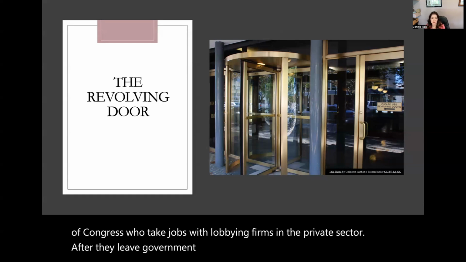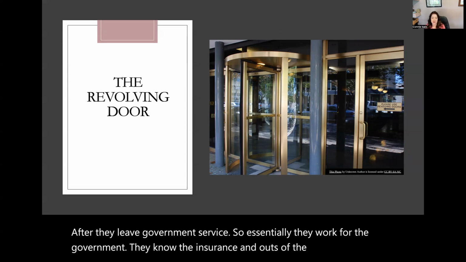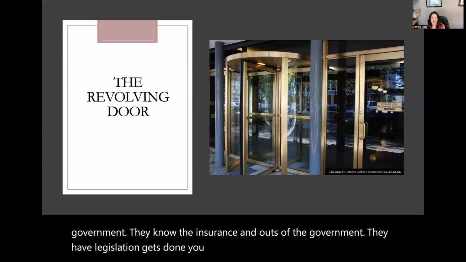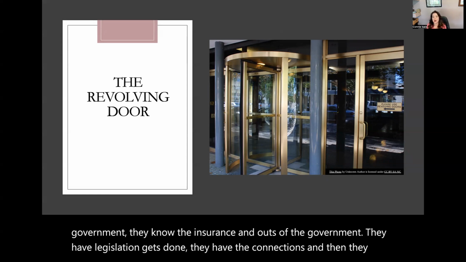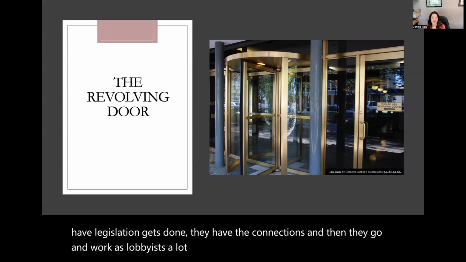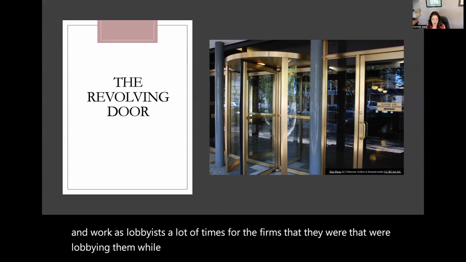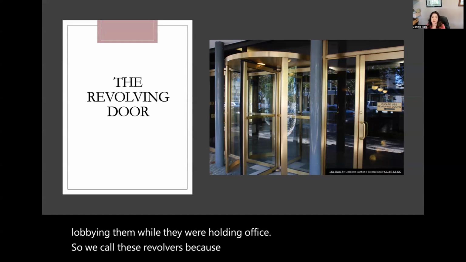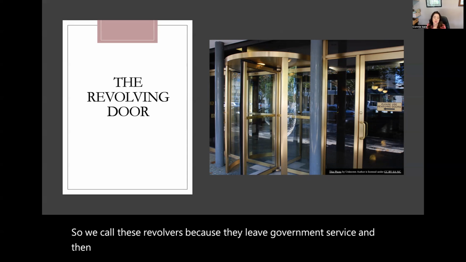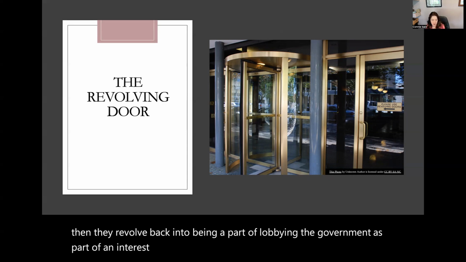So essentially they work for the government, they know the ins and outs of the government, how legislation gets done, they have the connections, and then they go and work as lobbyists, a lot of times for the firms that were lobbying them while they were holding office. So we call these revolvers because they leave government service and then they revolve back into being a part of lobbying the government as part of an interest group.